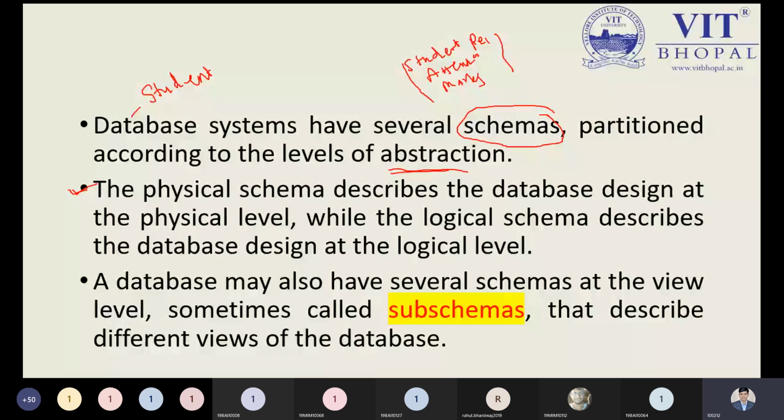But in a database, we can have multiple schemas, several schemas at different views and different levels. These schemas are also known as sub schemas. Sometimes anyone can ask a confusing question: what is the role of a sub schema? Sub schemas are the schemas represented for different people as per their requirement.